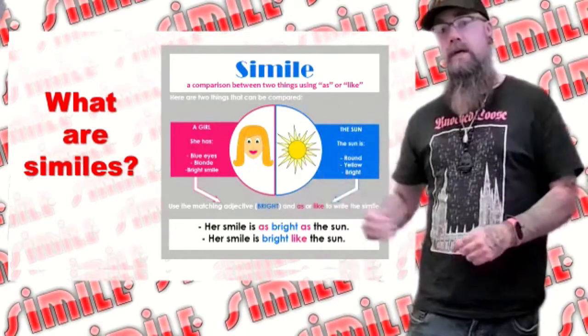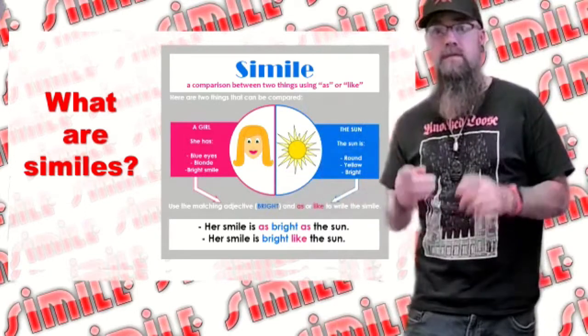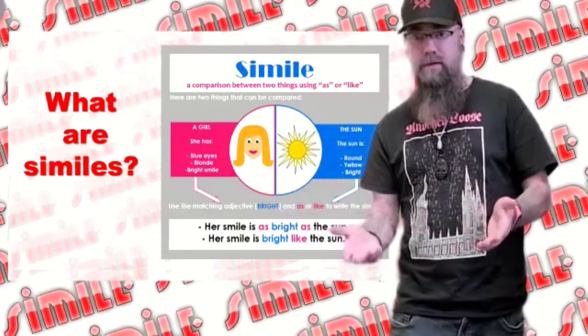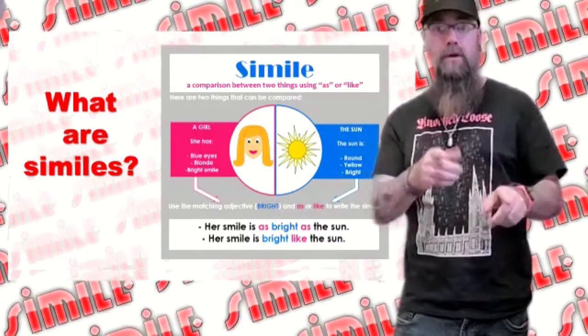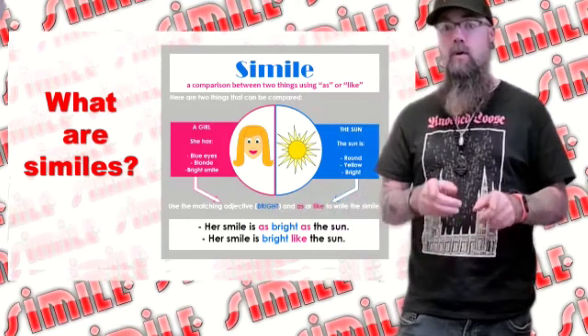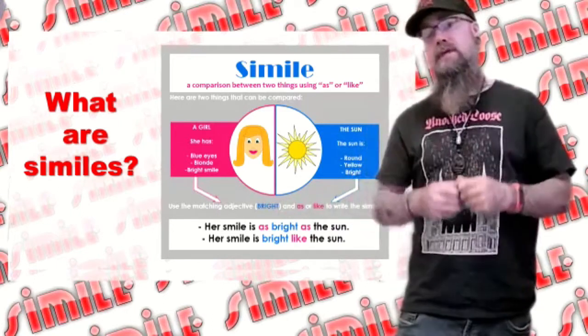Let's look at our example right here. So we have this girl and we're going to compare her to the sun, specifically her smile. So her smile and the sun are two different things. They're not related, but we're going to compare them to make a point. We're going to say her smile is as bright as the sun, or her smile is bright like the sun. We just used a simile right there.